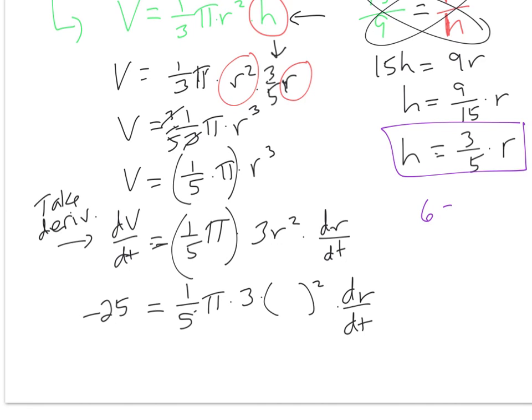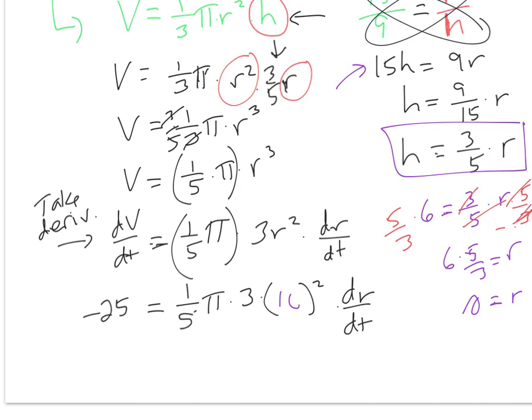So if my height is 6, then that's 3/5 times my radius, and I just need to solve for my radius. Or you could have gone back to this equation and just plugged it in right there. I'm just going to go ahead and multiply by 5/3. So I have 6 times 5/3 is giving me my radius. Multiplying by 5/3 cancels that out, giving me just r on the right side. So 6 times 5 equals 30 divided by 3. My radius is 10. Just double check, make sure that makes sense.